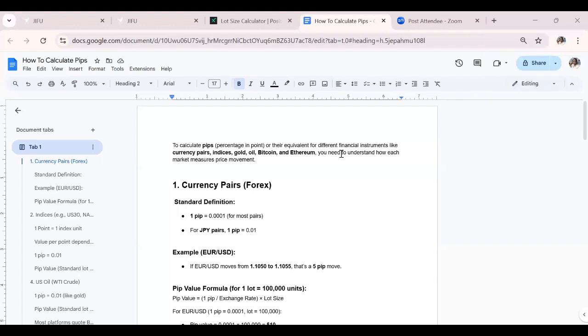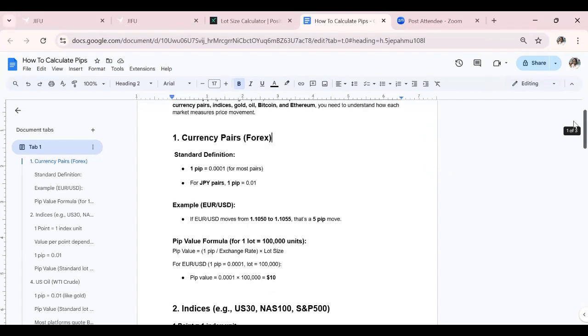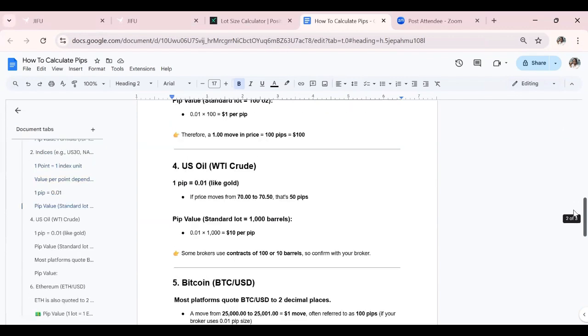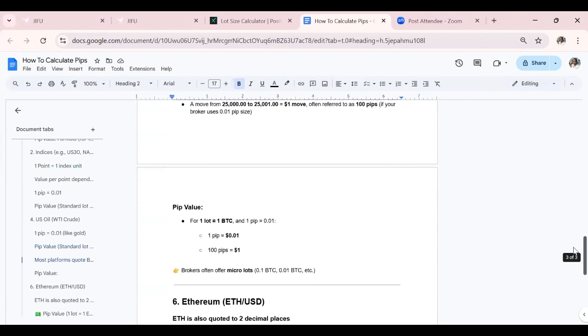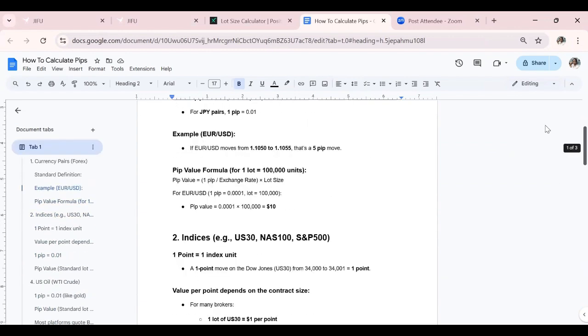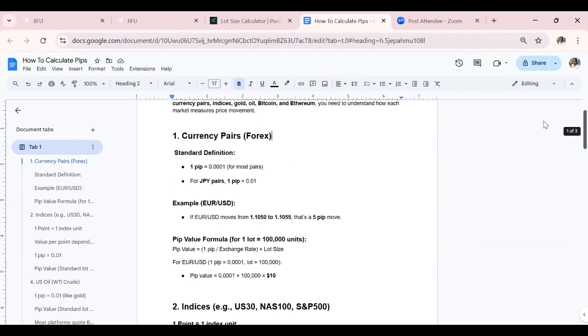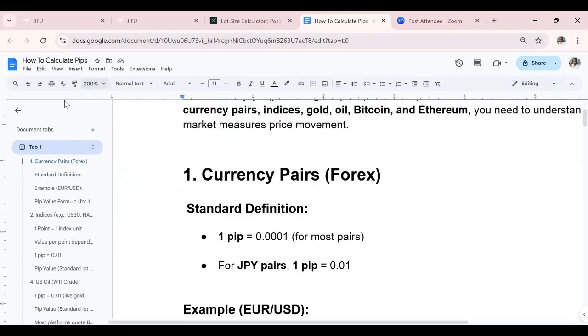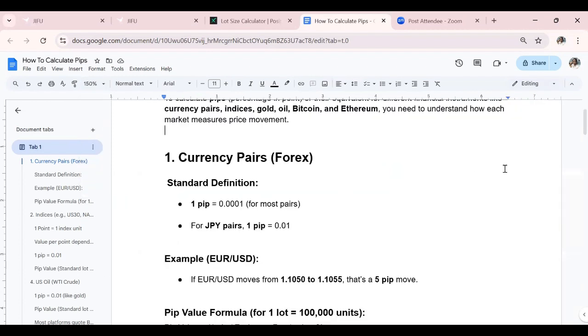Yes, very clear. Okay, so there are different instruments in the markets. You have, of course, the Forex pairs, you have the indices, you have gold, you have oil, you have Bitcoin and Ethereum, but I had to separate it. So now I picked this one because it covers virtually everything that we trade, right?